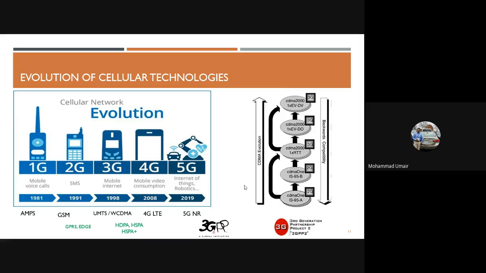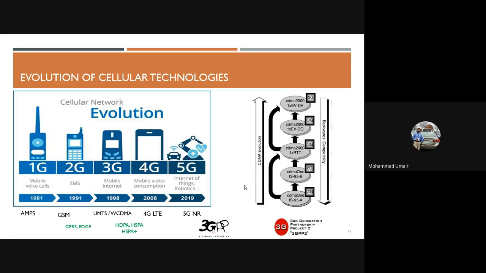So 1G was the technology called AMPS, or Advanced Mobile Phone System. That was an analog communication system where there was no digital component involved. It was deployed from 1981. Most of you might not have been born at that time, so you might not have seen that.